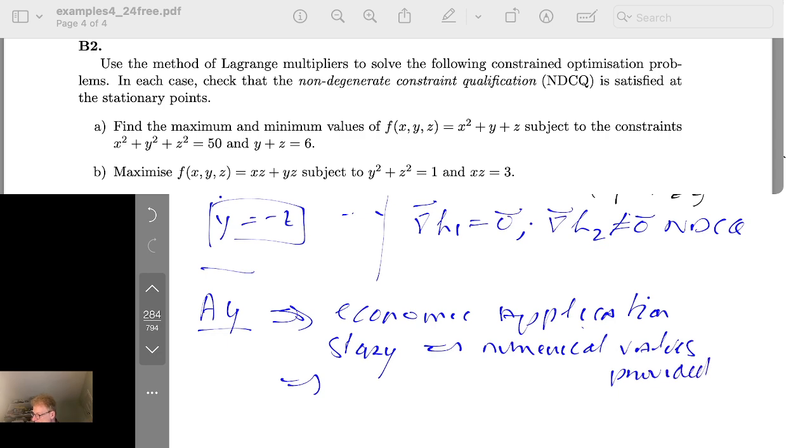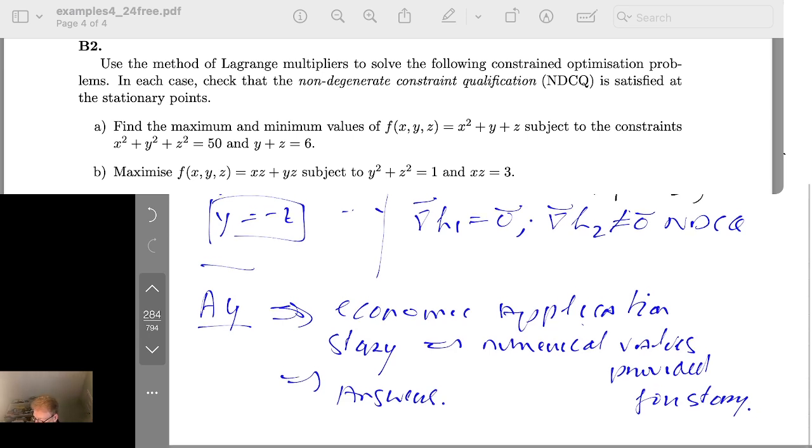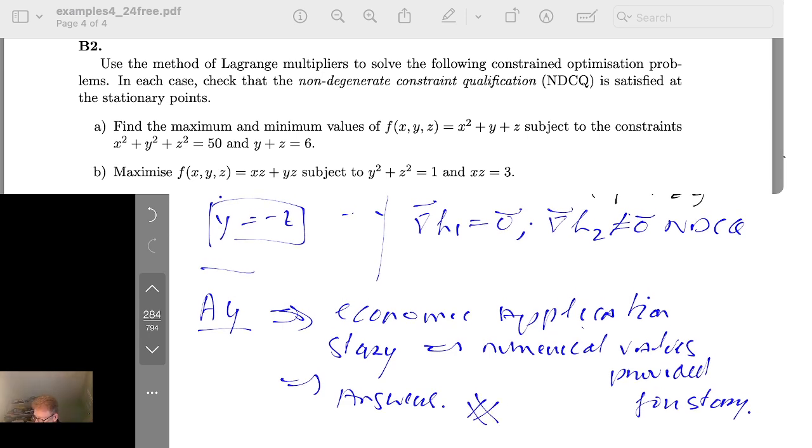And then you have to stare at these values, their signs, and what they mean to get the answers. But it gives you a bit of background. Okay, that's it for assignment 4, first part of assignment 4.